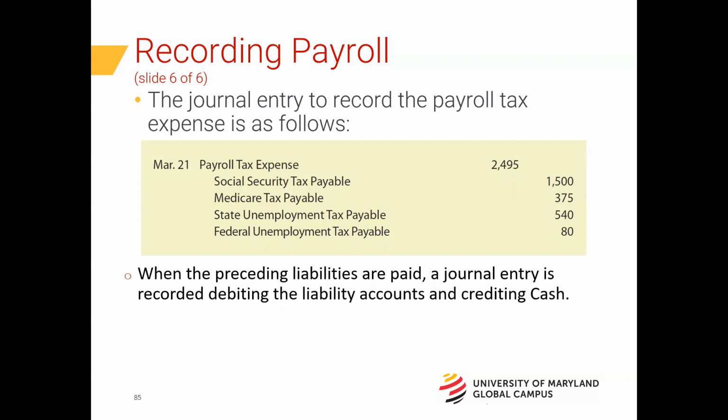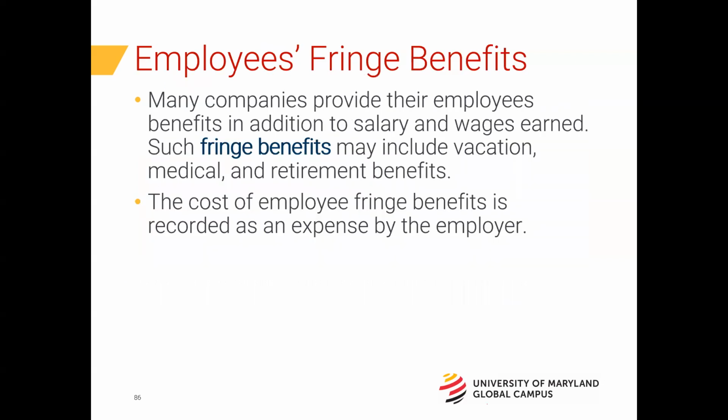So we debit payroll tax expense and we credit the respective taxes payable for each taxing agency: Social Security, Medicare, state, and federal. And of course, then we end up paying that out, right? And to pay that out, you would debit those payables and credit cash, just like you would with any other payable.